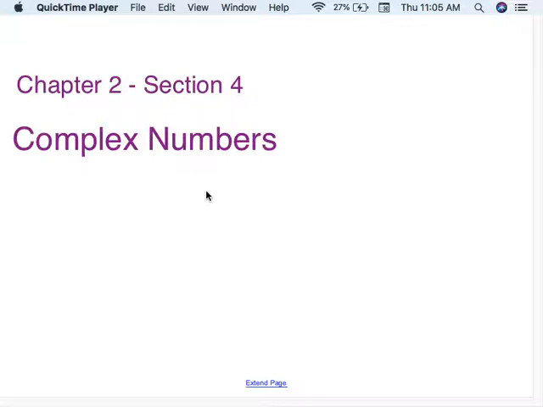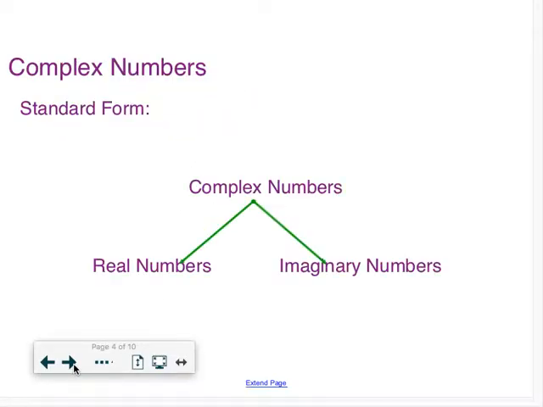So first things first, we're going to just talk real quick about complex numbers. Complex numbers have what we call standard form. And mathematicians all agree to write complex numbers in the same standard form. So everybody here in room A08 who are mathematicians, that's all of you, will also be writing in the standard form a plus bi.